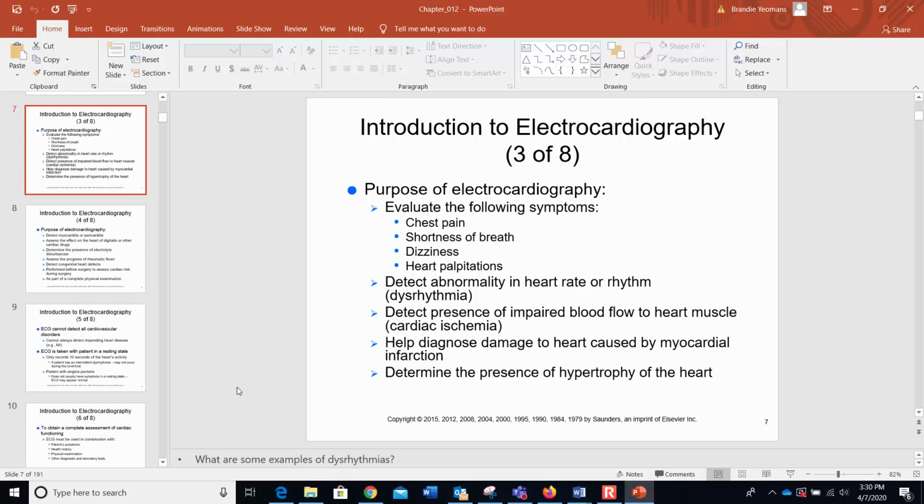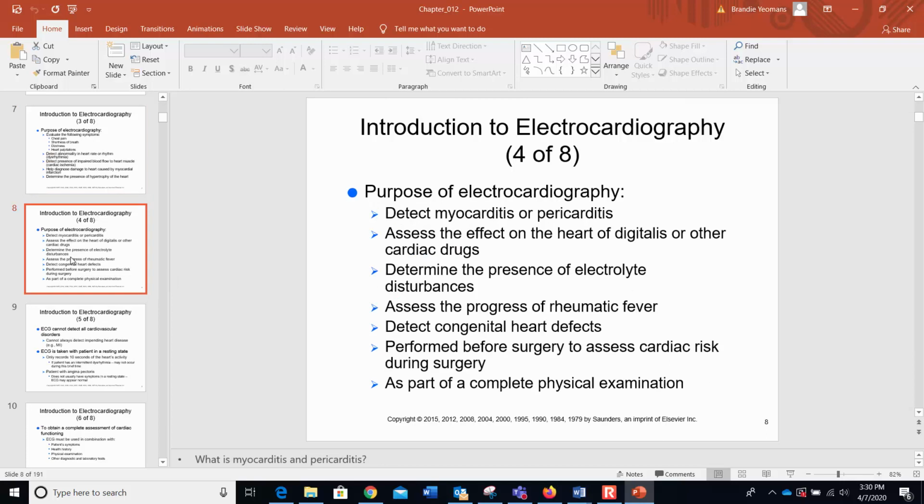So this is something that's going to cause problems if it continues, or it might be there because the patient has already had a heart attack, or what we typically call an MI, which is that myocardial infarction. And then we also want to use that ECG to determine if there's any hypertrophy of the heart noted.